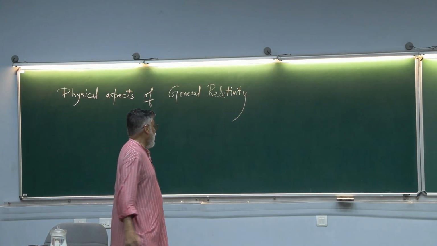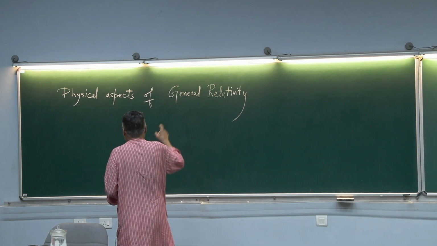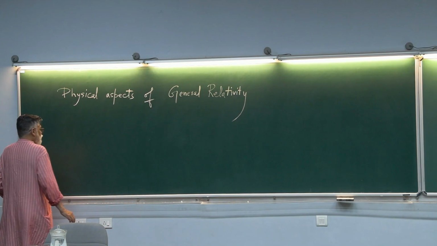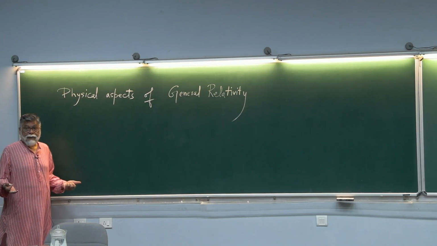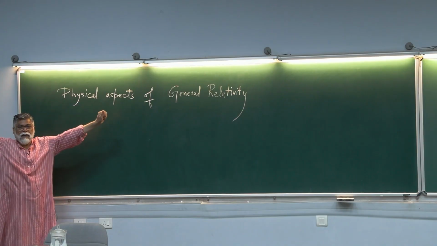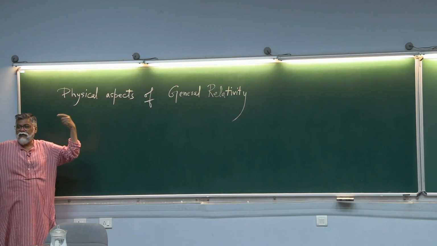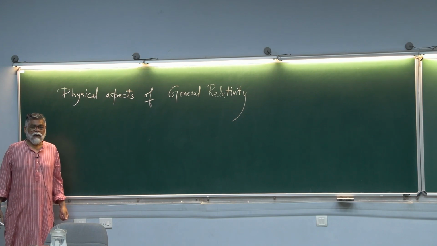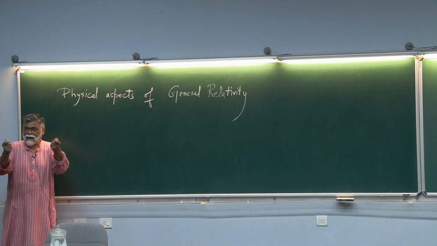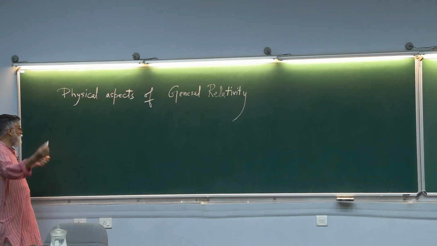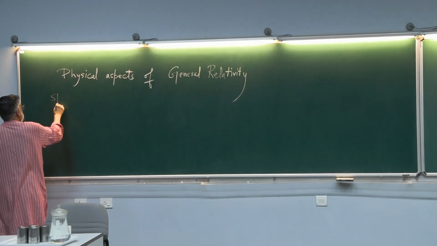Right. So I'll begin today's lecture with the physical aspects of general relativity. As I said, in a curvilinear coordinate system where x mu is arbitrary, like you can think of r theta phi coordinate system, then what do you mean by actual measurement taking place in this coordinate system? So let's start with spherical polar coordinate system.